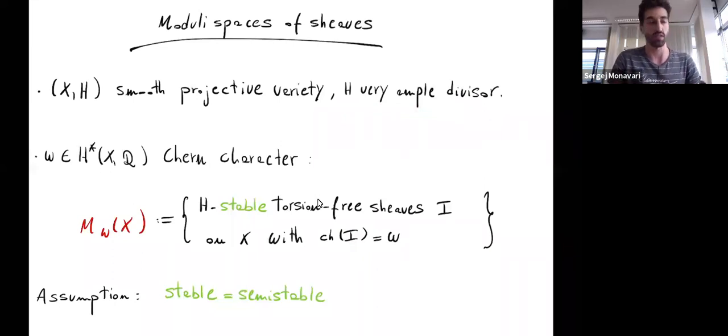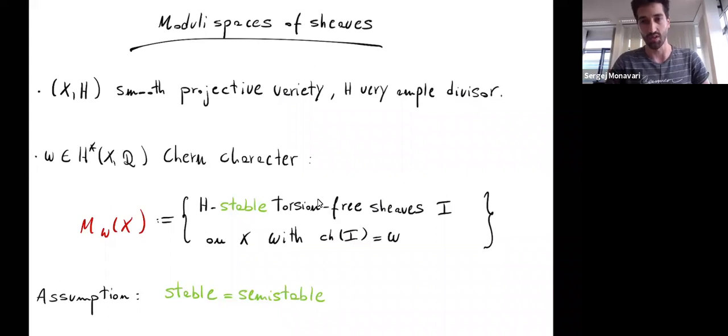So if you want to count sheaves, there are the following spaces where we parameterize torsion-free sheaves on your variety that are stable, so Gieseker stable with respect to the polarization. And then to fix some finiteness condition, we want to fix their Chern character. In more physical terms, it means that we are fixing some brane charges. To make our life simpler, we just require that stable is the same as semistable, to rule out some technical problems, but I guess that the theory will in the future be nicely developed also in a more general setting.